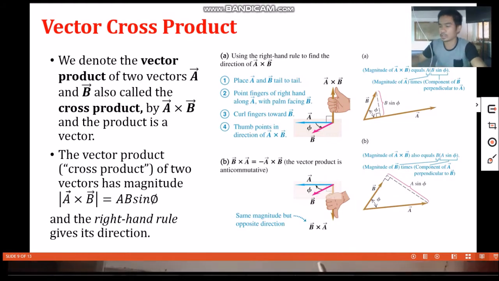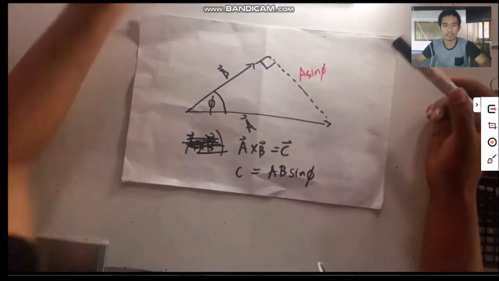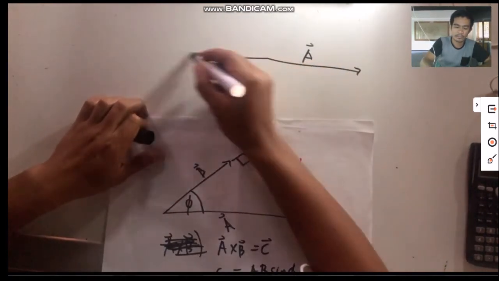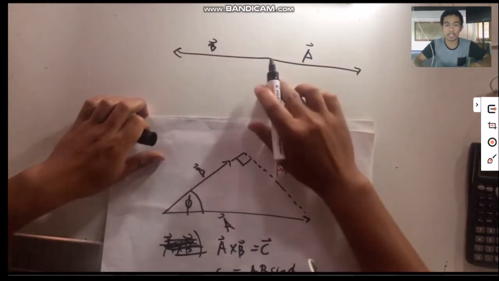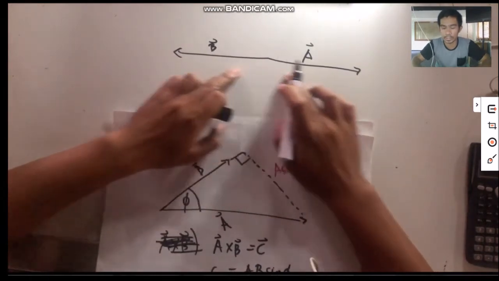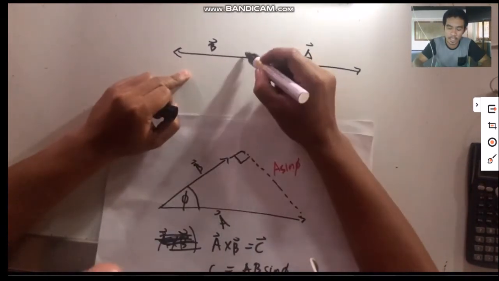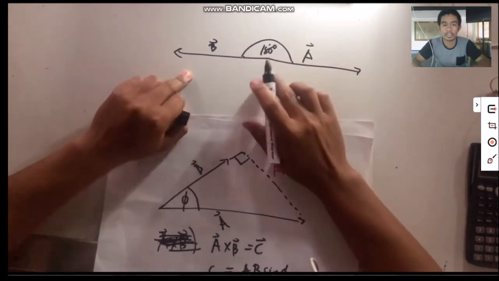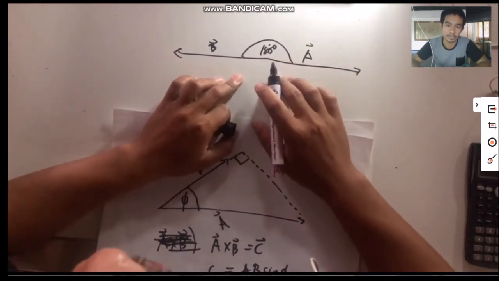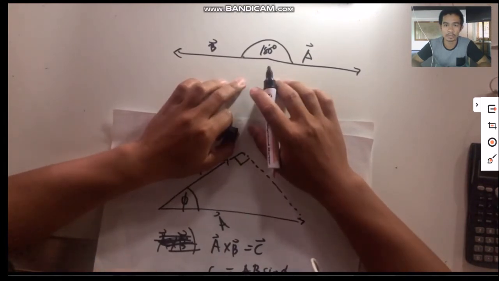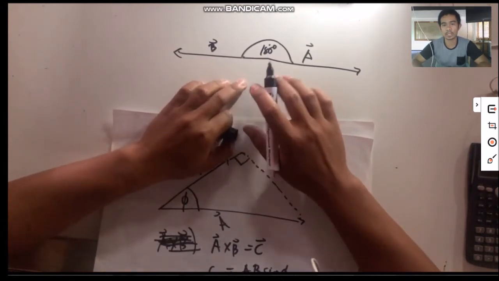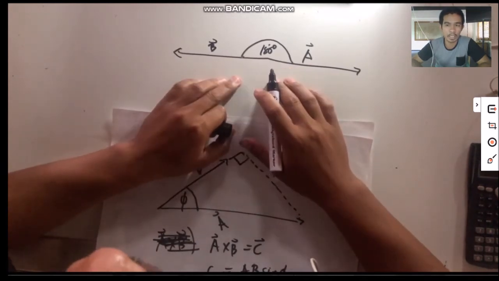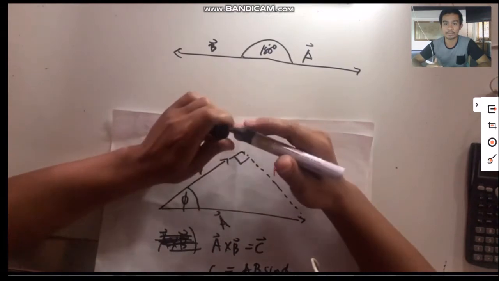Now how about two anti-parallel vectors? If this is vector A, vector B goes in the opposite direction of vector A, so they form a straight line, a straight angle. The angle between vector A and vector B is 180 degrees. And what is sine of 180 degrees? 0. So the cross product of two parallel or two anti-parallel vectors is 0.